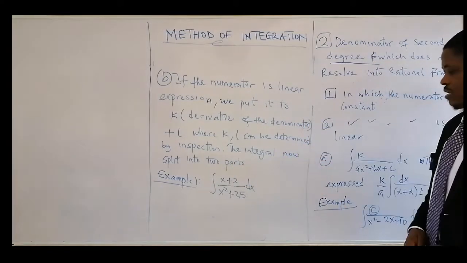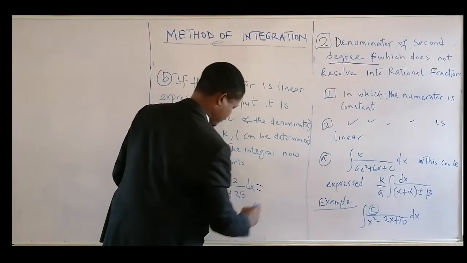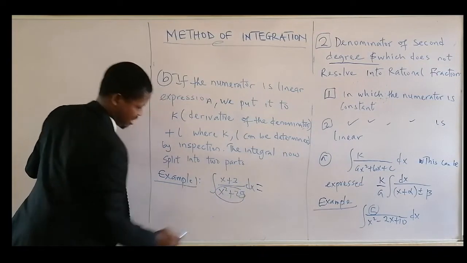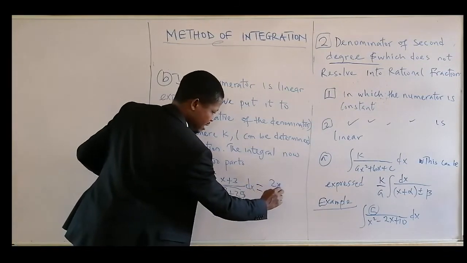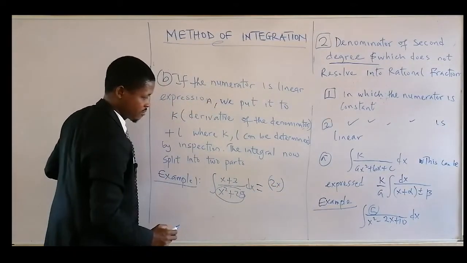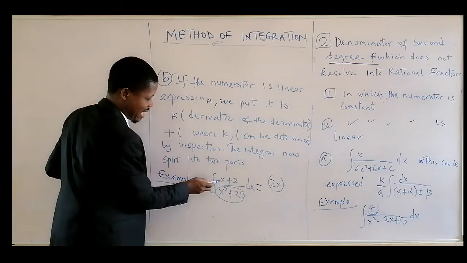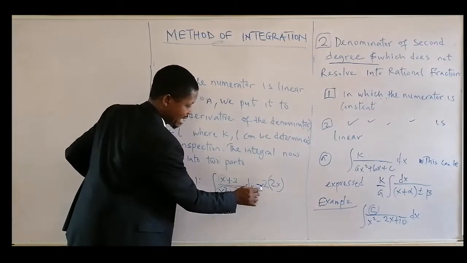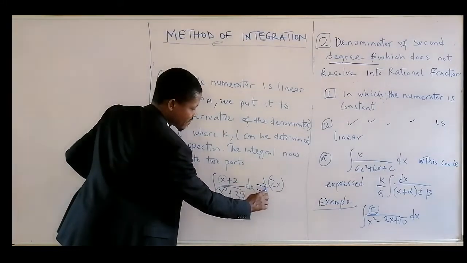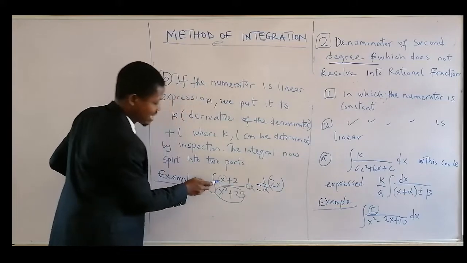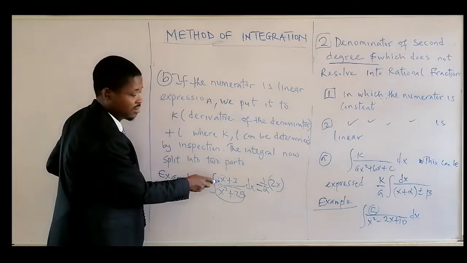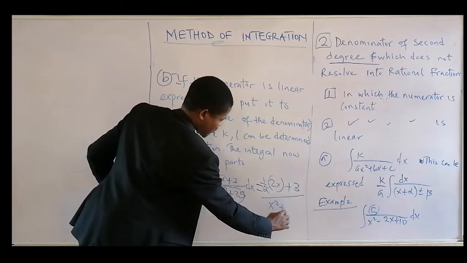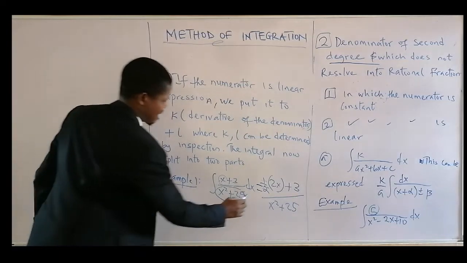So look at the example we have here. The derivative of the denominator is 2x. How can I get this x back? Times half. That's my k, because if I multiply half by that derivative, I'll get the first item. Then plus 3, equal to x squared plus 25.